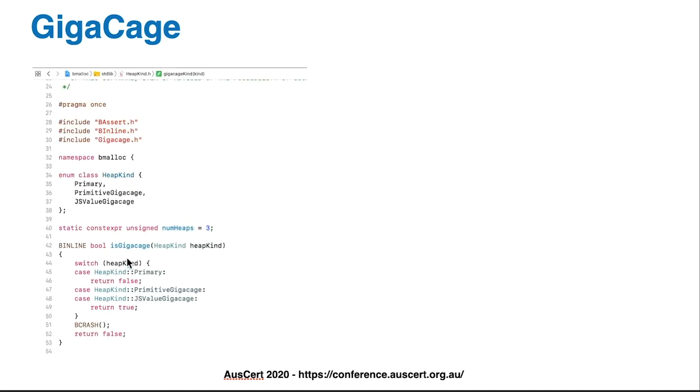Okay, so you can see several examples of different kinds of GigaCages here. In this case, the primitive GigaCage is used for the primitive objects. The JS value GigaCage is used for JS value objects, and so on.